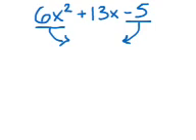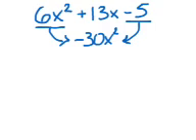6x squared times negative 5 is going to give us negative 30x squared. What we want to do with this is find two separate terms that when we multiply them together we get negative 30x squared, but when we add them together we get 13x.